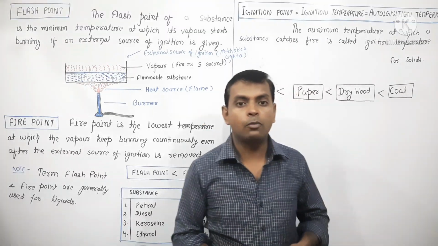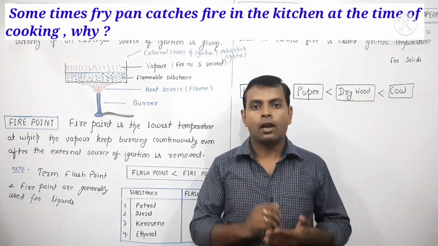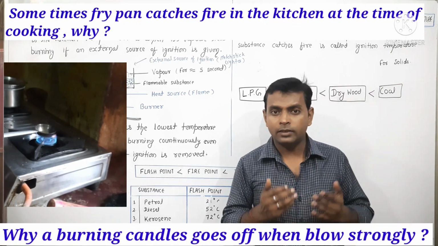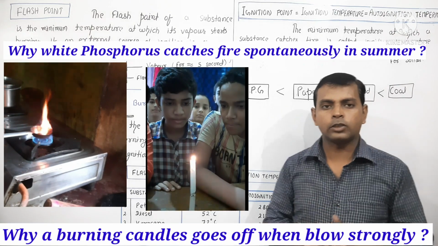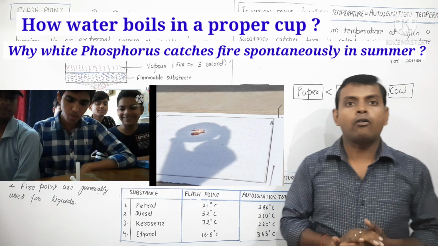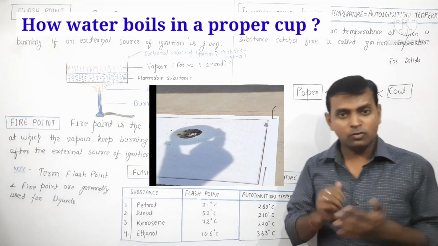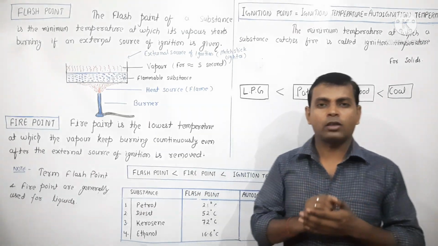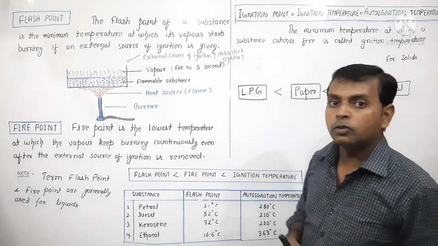In this video lecture I am also going to answer some very important questions related to these terms, like why in the kitchen fry pan often catches fire at the time of cooking, why flame of burning candle goes off when we blow over it strongly, why white phosphorus catches fire spontaneously, and how we can boil water in a paper cup on a street lamp. All of these questions we are going to answer in this video lecture, so keep watching this video till its end. Let us start today's topic.